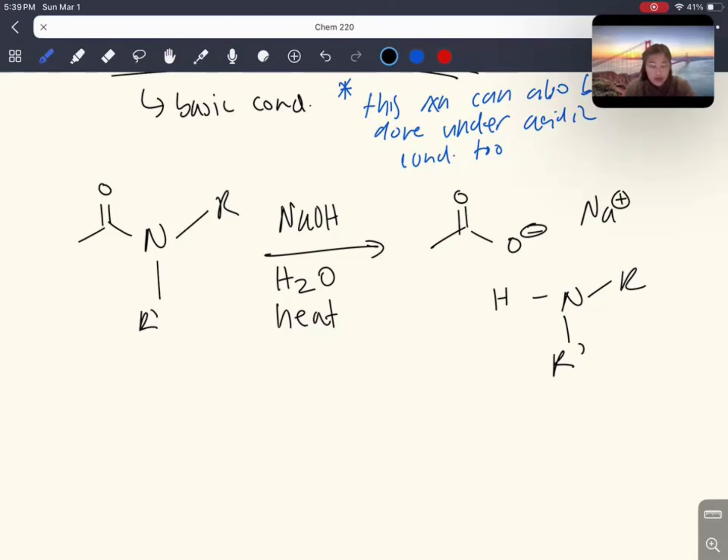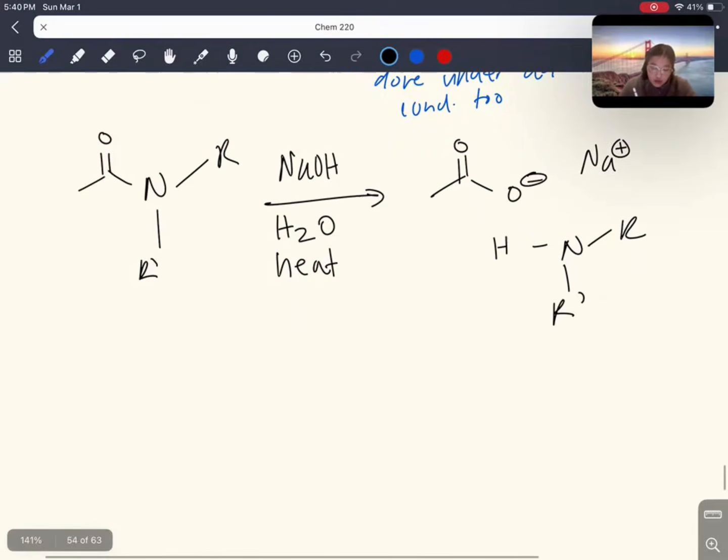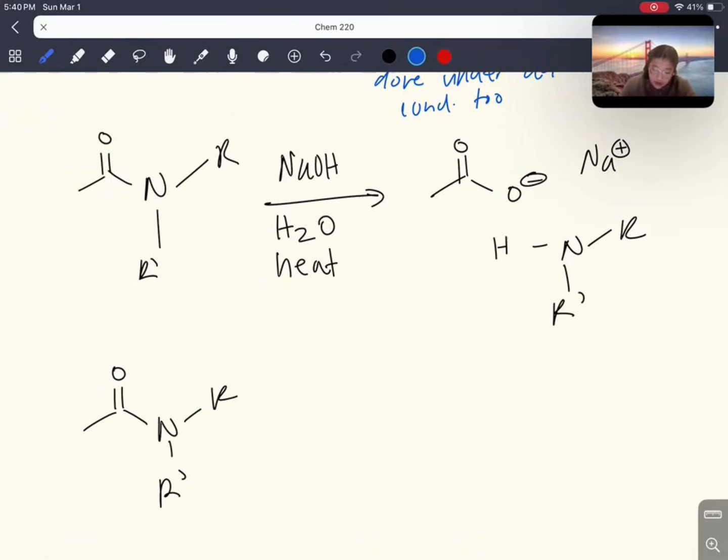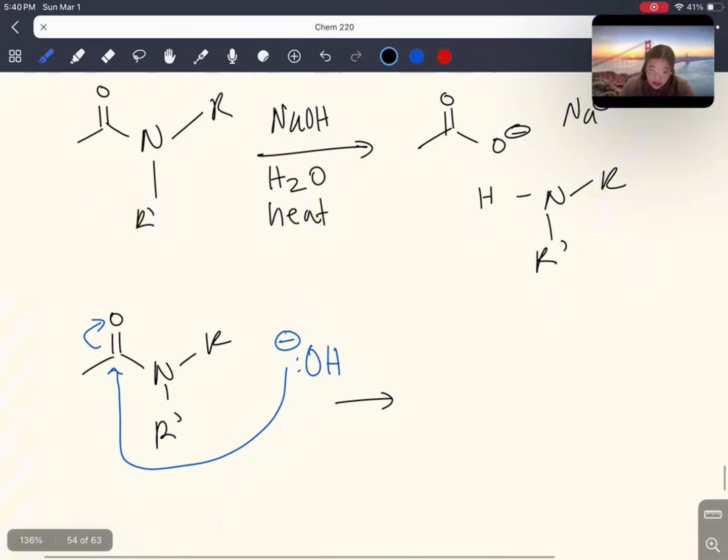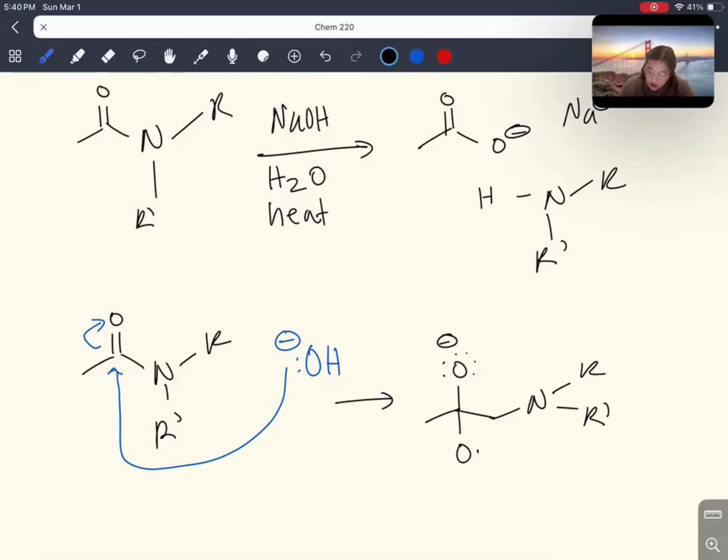And so the mechanism for this reaction is, first of all, you'd have your amide, and then remember NaOH dissociates into Na plus and OH minus. And so your OH minus, the oxygen, would attack the carbonyl carbon, and then it would push off one of these bonds to make a lone pair on oxygen. So then you would get O minus on here, and then you would have a nitrogen bonded to your two R groups still. And then you would also have an OH bonded here.